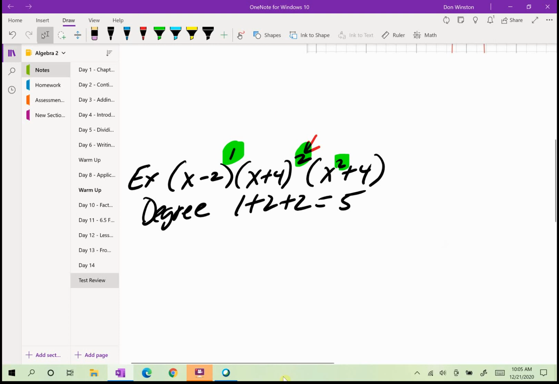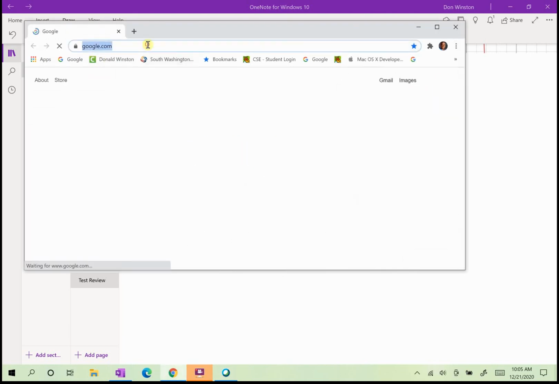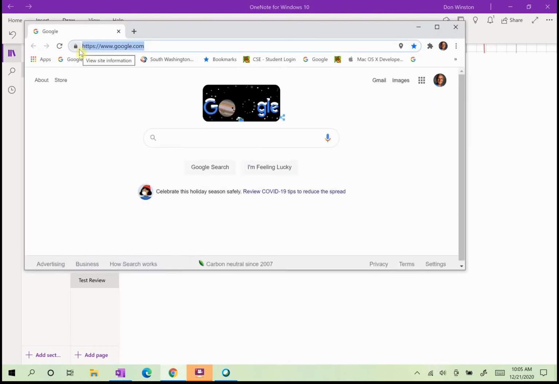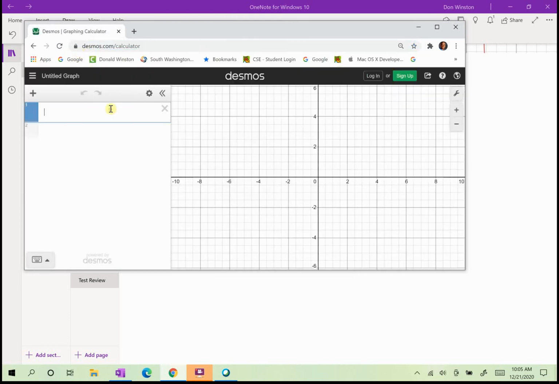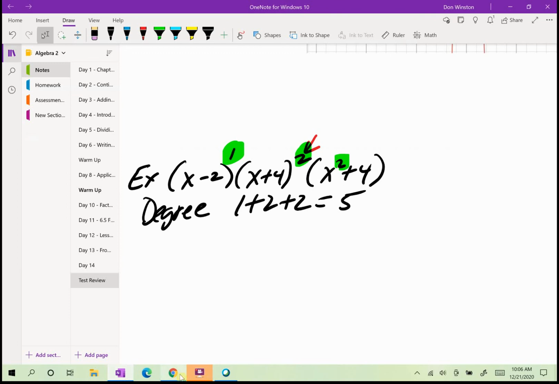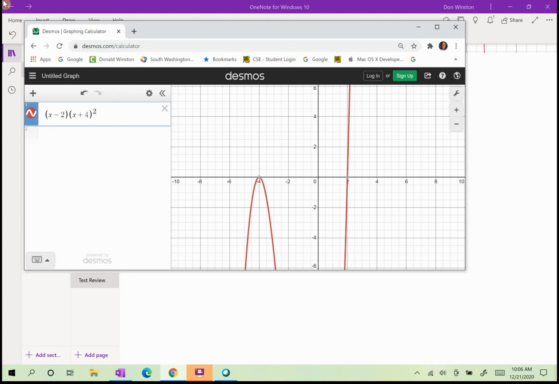Now, I'm going to go out to Desmos and just graph this here. So x minus 2, x plus 4. All right, so let me go out to Desmos, and I'll graph it. So I had x minus 2, and then x plus 4 squared, x plus 4 raised to the second. And there I can start to see my zeros.